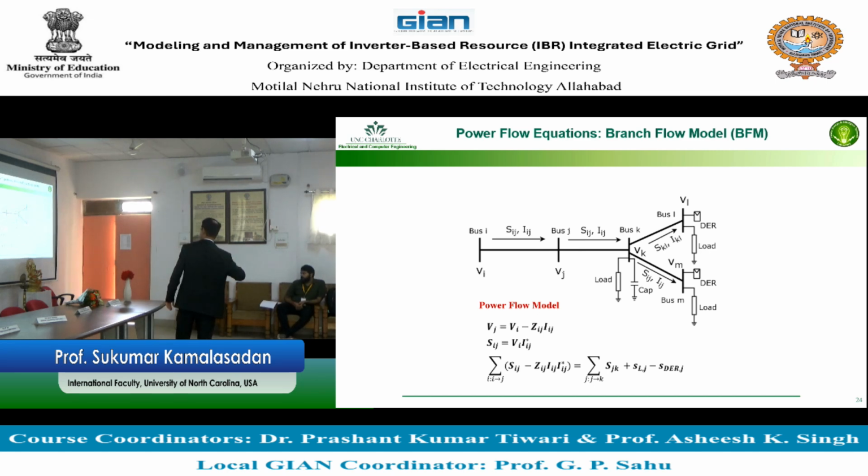And then you have a power balance equation: Sij minus Zij times Iij conjugate, which is basically I squared Z, is equal to Sjk plus SLj minus SDERj. So Sjk is the power flowing from this branch to Jk, plus SLj is the power on that load, minus SDERj is the DER on that node, right? So what happens if there is no DER connected here and no load connected here? What happens to these two variables? They're going to be 0.